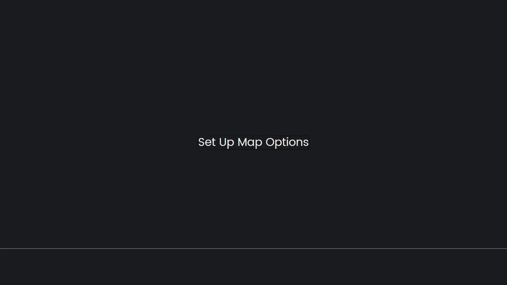Next, set up map options. Decide on the map options that players can vote for. This could be different game maps, levels, or locations. Assign unique identifiers or keys to each map option so that the voting script can distinguish between them.